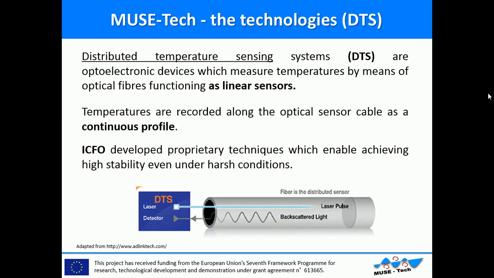And finally, the third sensing technology integrated in the project is the distributed temperature sensing, which is an optoelectronic device which measures temperatures by means of optical fibers functioning as linear sensors. Temperatures are recorded along the optical sensor cable as a continuous profile. ICFO developed proprietary techniques which enable achieving high stability even under harsh conditions.